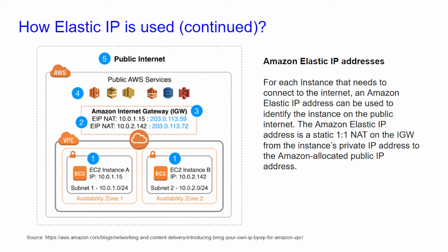For each instance that needs to connect to the internet, an Amazon Elastic IP address can be used to identify the instance on the public internet. The Amazon Elastic IP address is a static, one-to-one NAT on the IGW from the instance's private IP address to the Amazon allocated public IP address. So, for example, if you were to attach this to your Amazon EC2 instance, instead of pulling from the range of IPv4s it will just use one static IP.